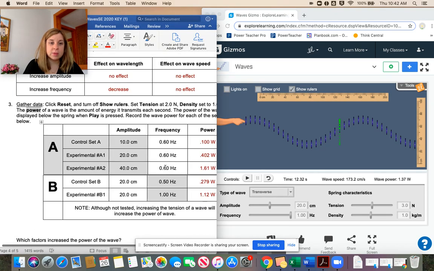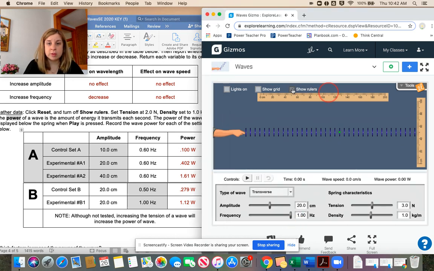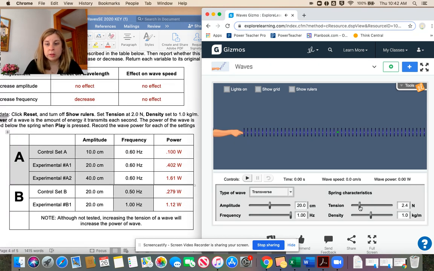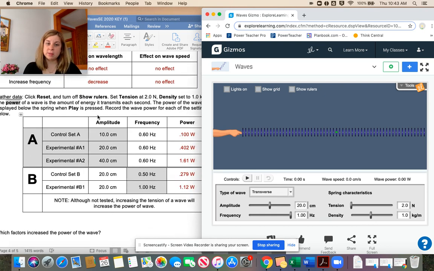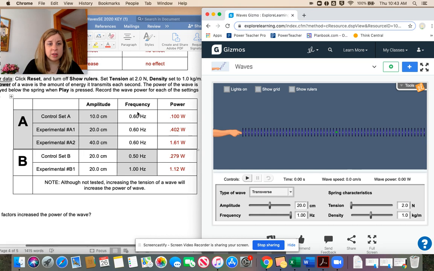Now, this one. So I'm clicking reset, turn off show rulers, because we don't need the rulers anymore. Set tension to 2. Density to 1. And then the power of a wave is the amount of energy it transmits every second. So this is directly related to energy, which we just completed our energy unit. So hopefully you remember all about energy, okay? The power of the wave, like I said, is displayed below when the spring is pressed, which means when I click play, okay? So record the wave power for each of the settings.